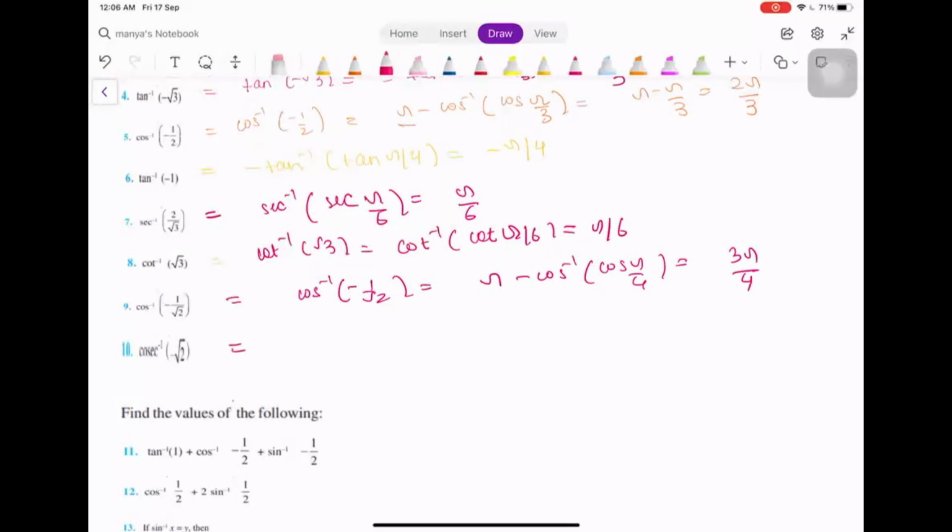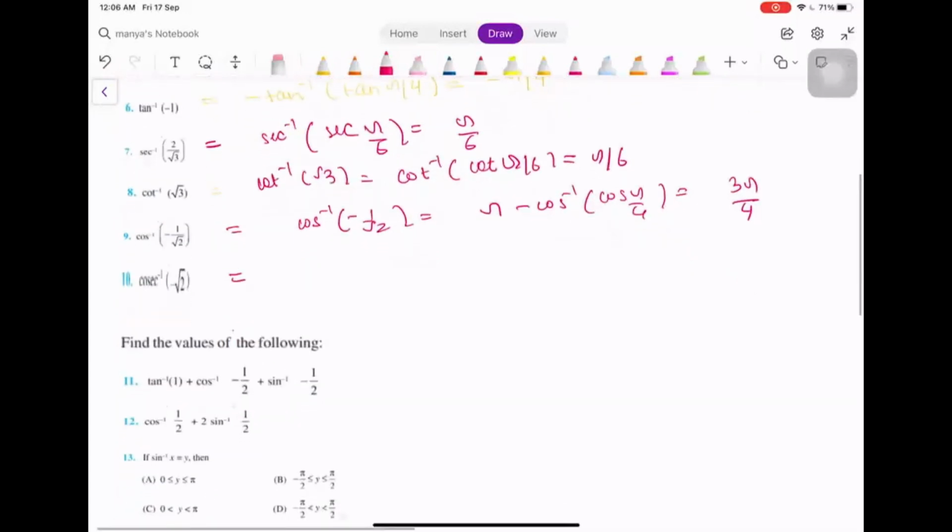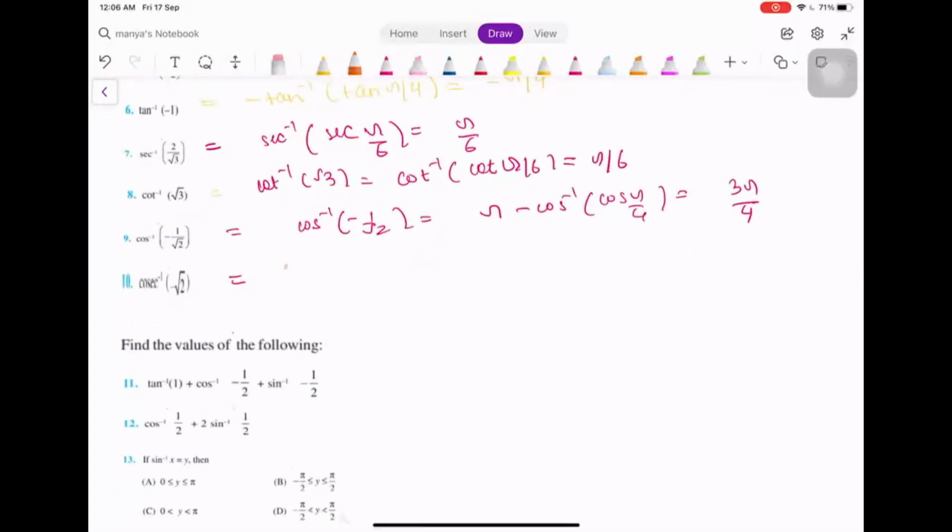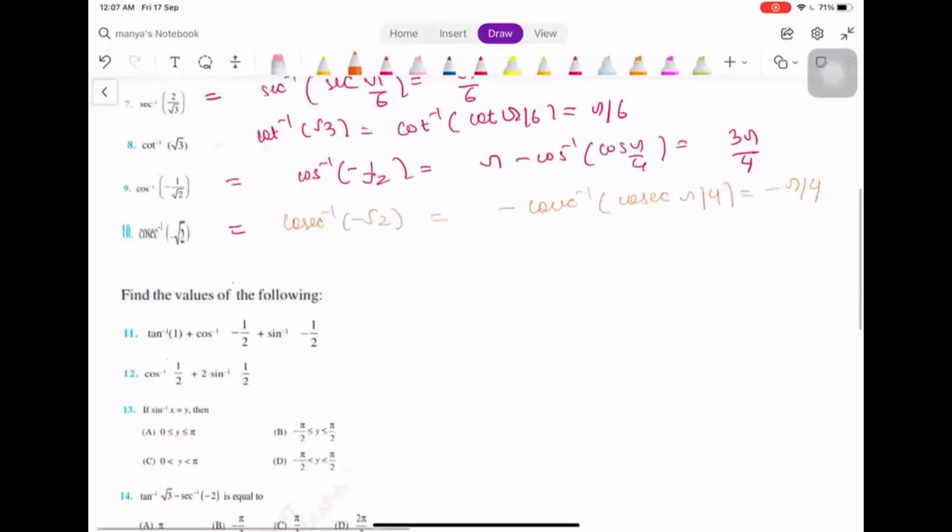Let's move to the 10th part. The 10th part says cosec inverse minus root 2 is equal to minus cosec inverse cosec pi by 4. Sin pi by 4 is 1 upon root 2, so cosec pi by 4 will be root 2. So what will your answer be? Minus pi by 4 is your answer. Hope it's clear to you. Let's move to the 11th part.